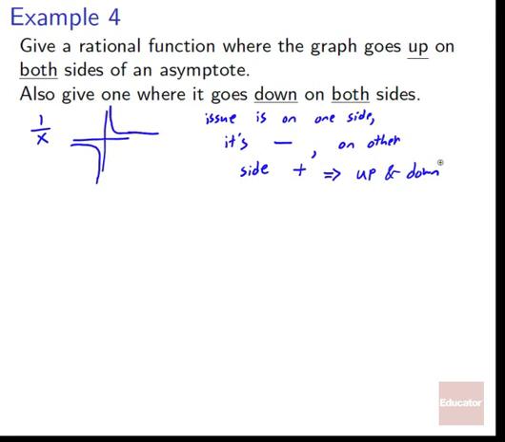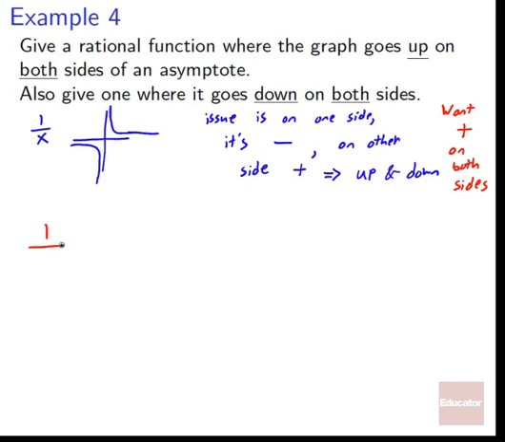Because on one side of the vertical asymptote, we're dividing by a negative number. On the other side of the vertical asymptote, we're dividing by a positive number. They're both very small numbers, but that negative versus positive causes this incredible difference in whether you go to negative infinity or positive infinity. So what we want is positive on both sides if we're going to go up on both sides. So what could we create that would be similar to 1 over x, but always putting out positive things on the bottom?